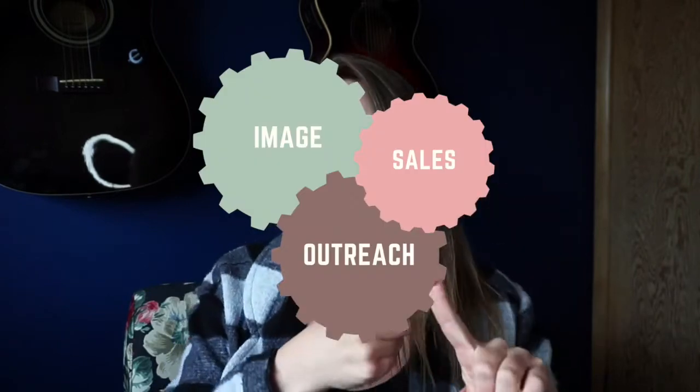In my program, I teach my students it this way. I break it down in these 3 little gears, okay? We've got image, outreach, and sales. All are equally important, but we're not posting equal amounts of each.